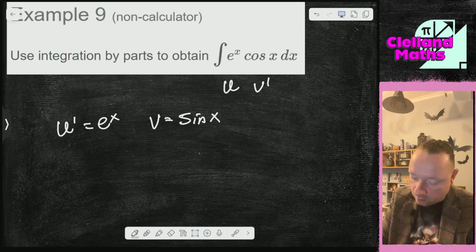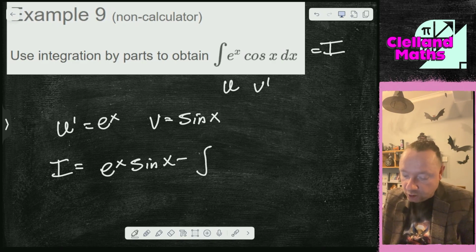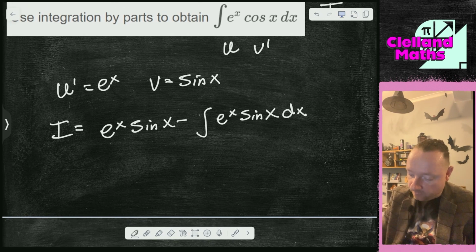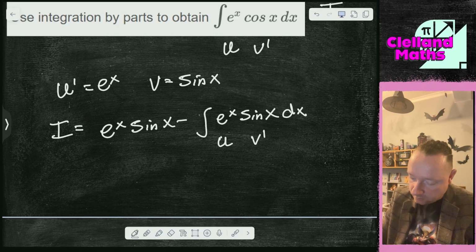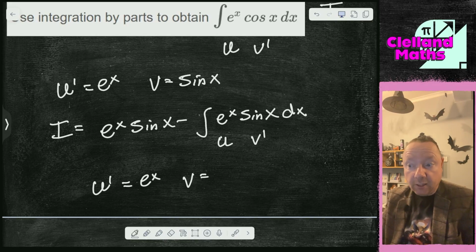So that means on the first go round, let's say that that's called I, or integral. I is, remember, uv, e to the x sine x, minus the integral of vu dash, which is e to the x sine x. So now we can start doing integration by parts on this bit. So let that be my u and that be my v dash. So then my u dash would equal e to the x again, and my v would equal sine x integrates to minus cos x.